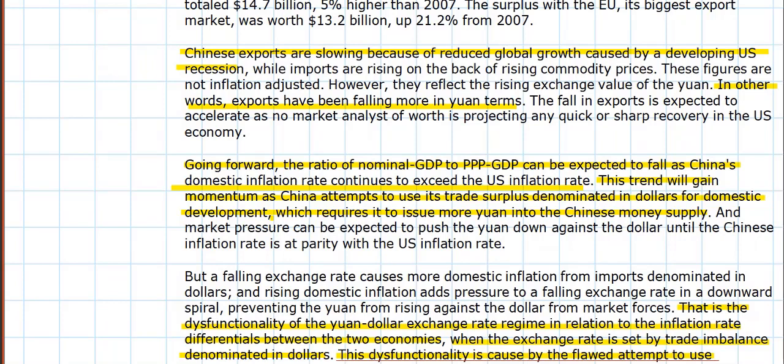Going forward, the ratio of nominal GDP to PPP-GDP can be expected to fall as China's domestic inflation rate continues to exceed the U.S. inflation rate. This trend will gain momentum as China attempts to use its trade surplus denominated in dollars for domestic development, which it has, which requires it to issue more yuan to the Chinese money supply. And market pressure can be expected to push the yuan down against the dollar until the Chinese inflation rate is at parity with the U.S. inflation rate. Yeah, that's going to be a while.